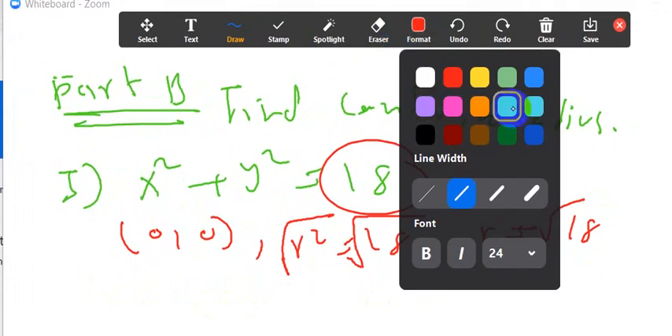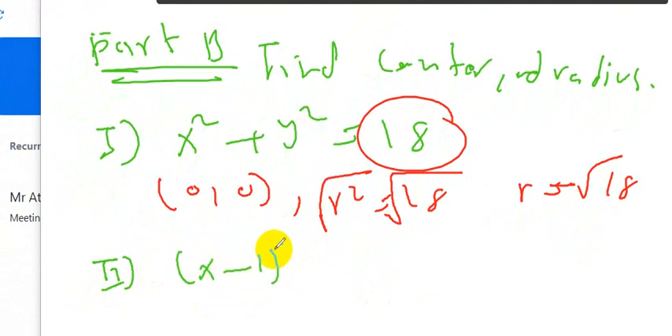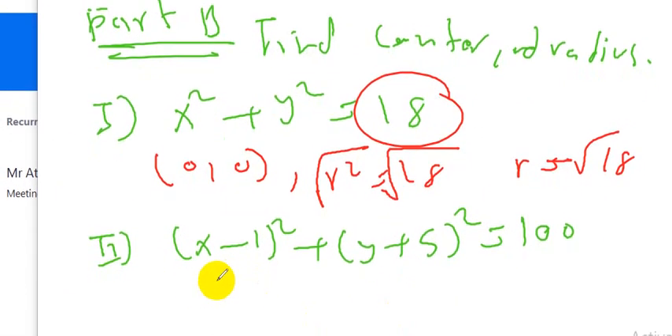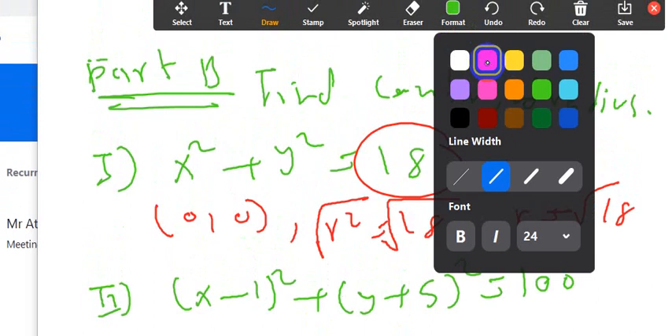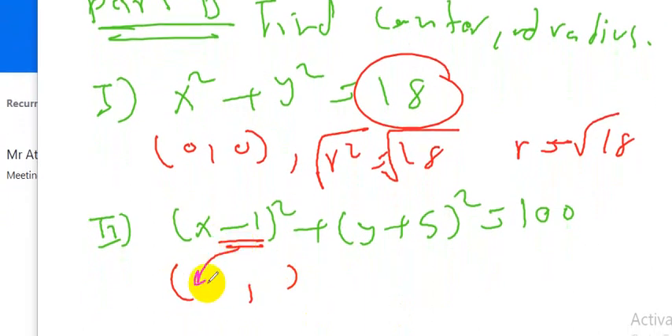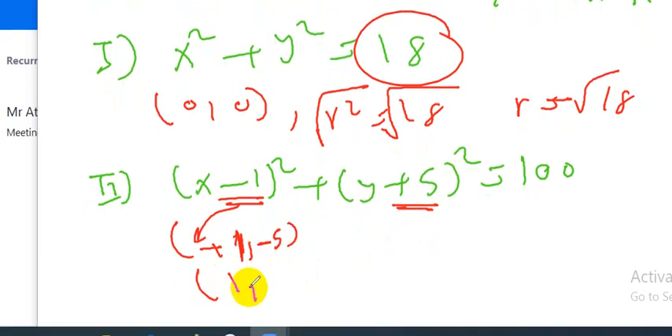Example number 2, say we have (x minus 1) squared plus (y plus 5) squared equals, say, 100. Now we need the center. How to get the center? We get x outside: the value is x minus 1, it will be plus 1. If the value is entering a bracket, you change the sign. If it is going out from the bracket, you also change the sign. This is plus 5, which will be minus 5. So the center is 1 and minus 5.